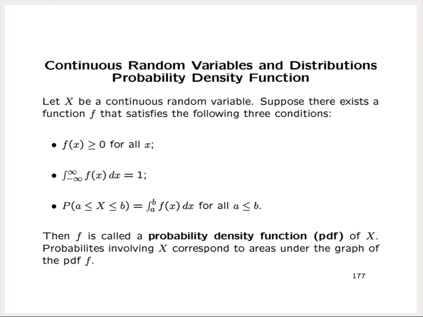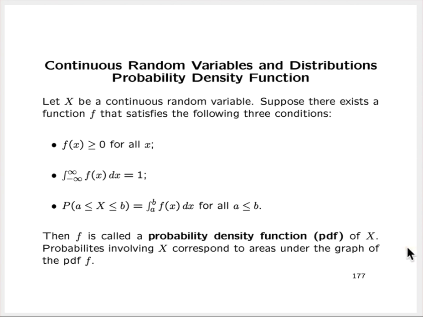And that PMF gave us the probabilities associated with each of the values in the sample space of the random variable. When we're dealing with continuous random variables, we don't have a PMF. What we have is what's called a probability density function, or PDF. Now, let X be a continuous random variable. Suppose there exists a function f that satisfies the following three conditions.